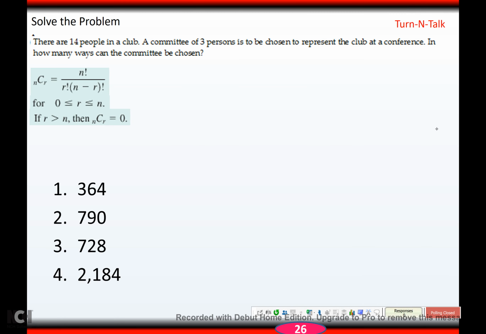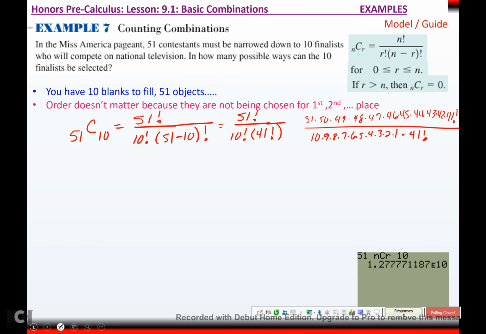The 41 factorials are going to cancel out. Alright, and then you'd have to do this math on top. You would type all of that in parentheses divided by all of that in parentheses. And I don't really want to do that.